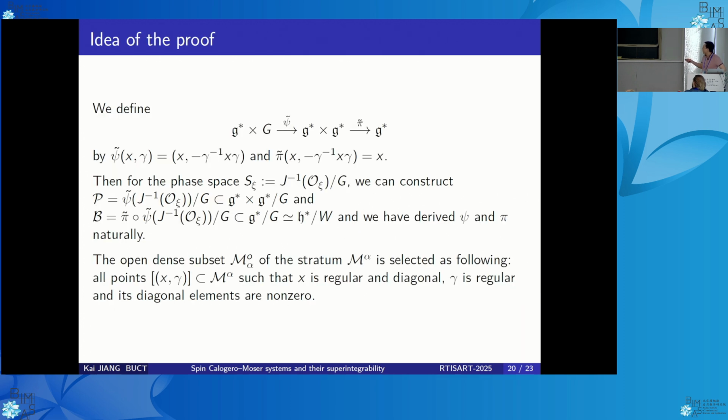The idea of the proof is just following Rashtikin's proof in 2003. We construct this S, this P, this B, and the key point is how to select the open dense subset. We should find a good open dense subset to guarantee that there are not so many errors. So, for example, we need gamma to be regular, and the diagonal elements to be 0, some generic condition to guarantee that it is still open dense, and all these points are sent to one stratum.